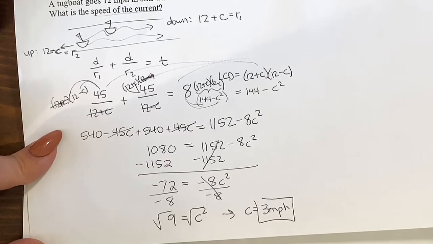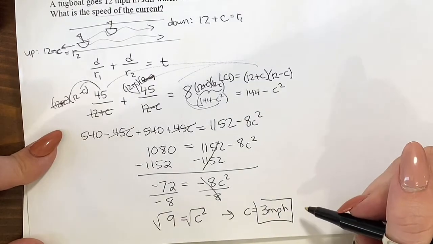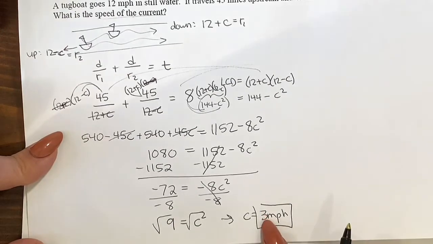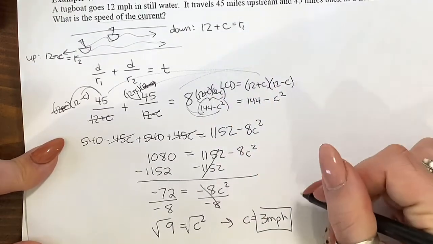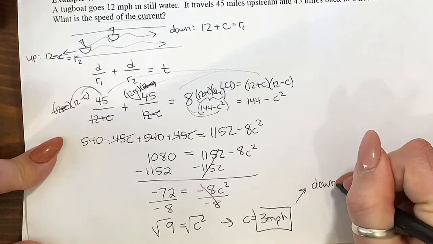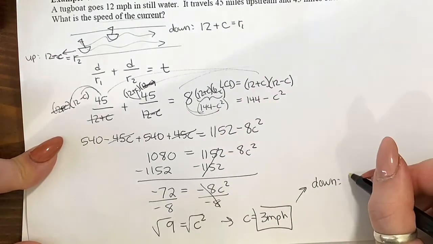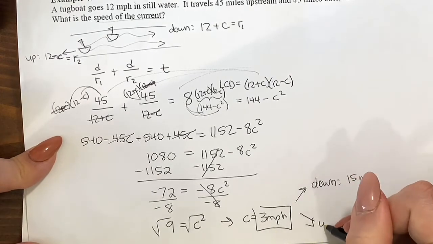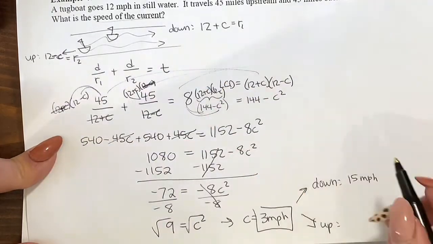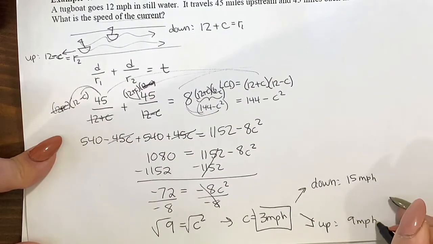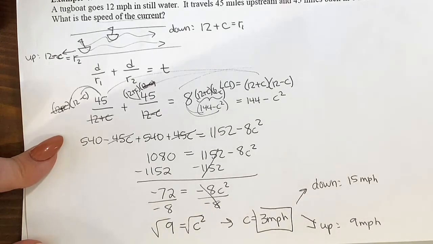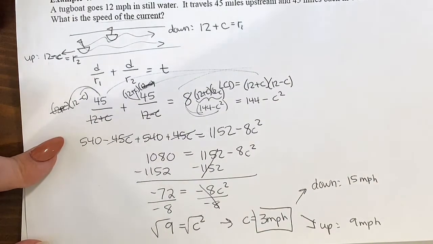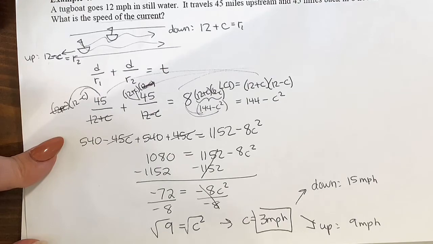Sometimes they'll just have you say what the current speed is, but sometimes they will say how fast were you traveling downstream or how fast were you going upstream. If that's the case, you might have to take this 3 and plug it in. So like if I plug that in, going downstream, I would do 12 plus c, which is 12 plus 3, which is 15 miles per hour. And going upstream, I would do 12 minus 3, which is 9. So it just depends on the problem, but sometimes they will have you plug it in. But on this one, they just said what was the speed of the current, so we could stop there. So just make sure to always answer the entire question, and don't stop too early. Make sure you're answering what they need.